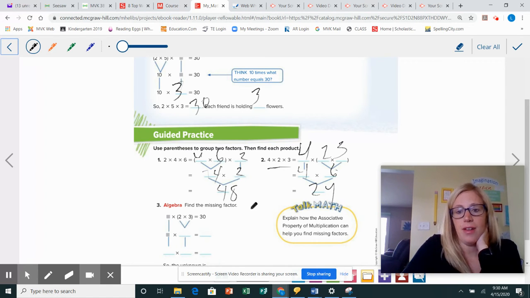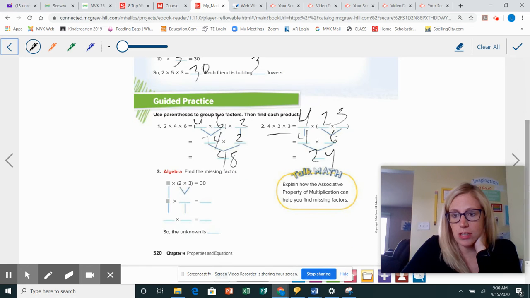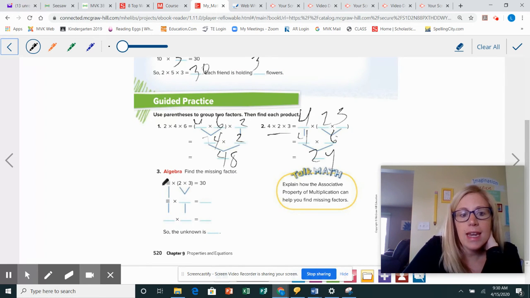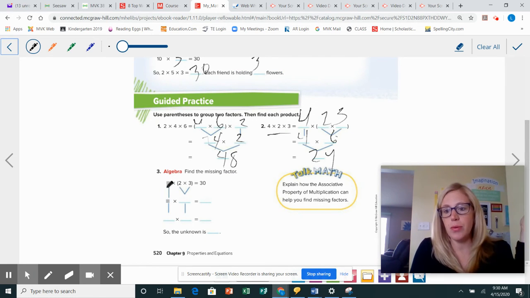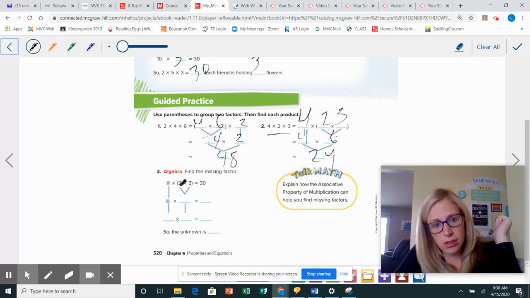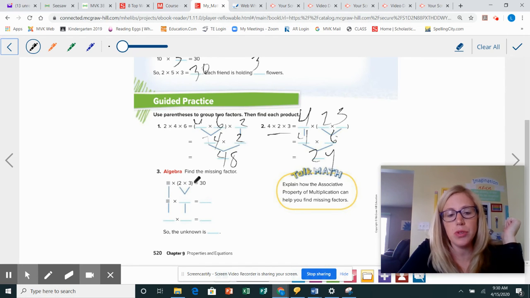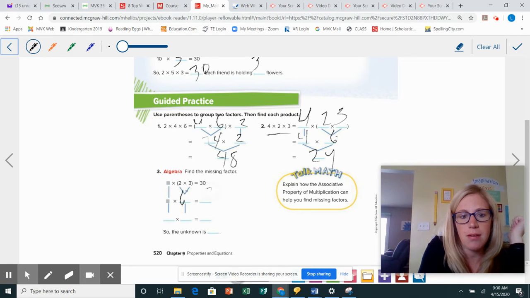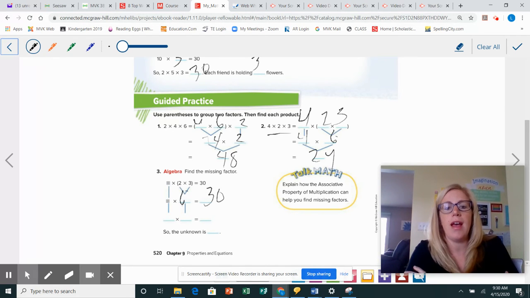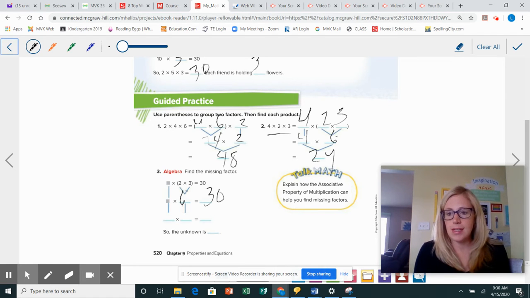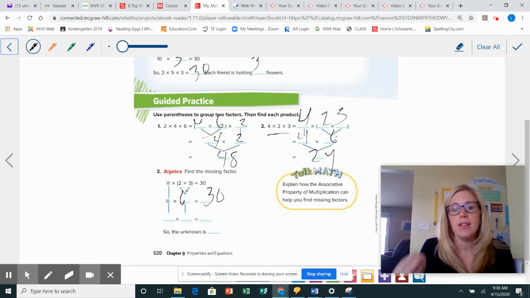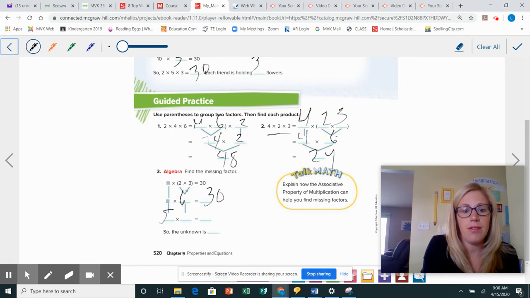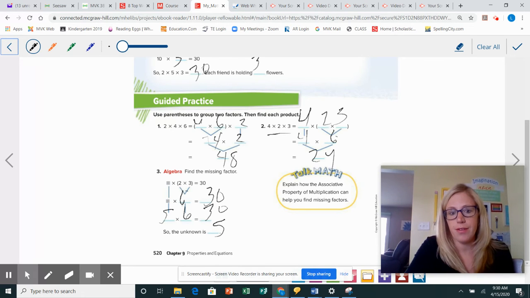Now, the missing factor that says new, this is a little harder. I cannot do anything with this blank. I don't know what it is yet. So I only can complete the numbers that I see. So 2 times 3, I know how to do 2 times 3, it's 6. And I'm going to bring down the product here, it's 30. I have to think, what times 6 equals 30? You should know, or you can use your multiplication chart to figure this out. 5 times 6 equals 30, so the unknown is 5.